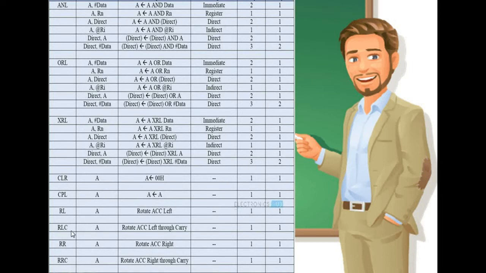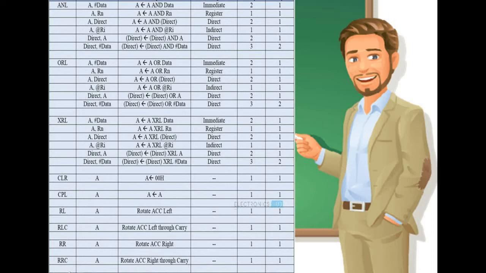Here RLC, rotate left through carry. Here we are not rotating any carry value. Here we are using the carry value also in order to perform this instruction, rotate accumulator left through carry. That means we have only 8 bits, here we have 9 bits along with the carry flag. Rotate right, rotate accumulator right. This also depends upon how many times. Here same, rotate accumulator right through carry.